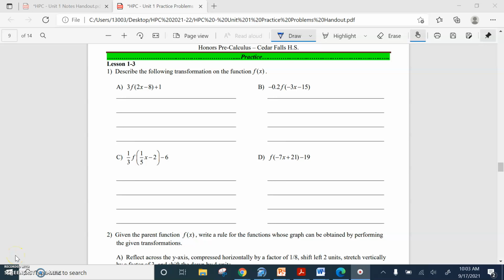All right, we're going to get started on this video. It's for lesson 1-3 practice problems. We are describing transformations of functions.